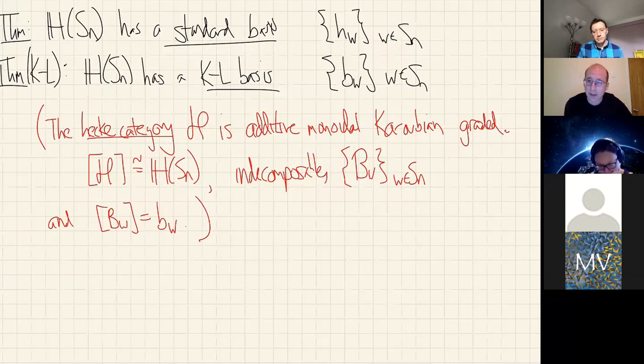So here's the Hecke algebra. I'm not going to be able to tell you anything basically about the categorification and how it's constructed and the details of it, because I'm focusing on something else.